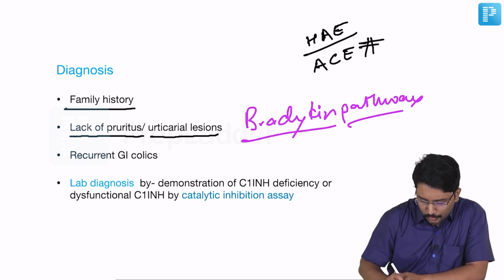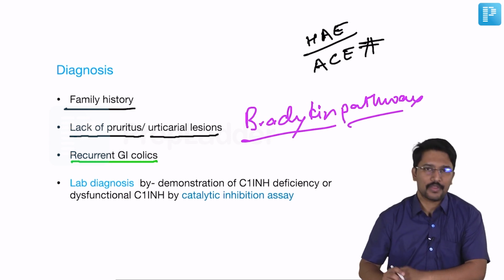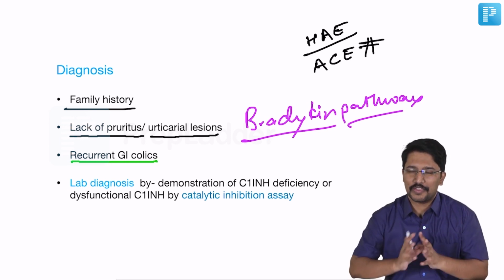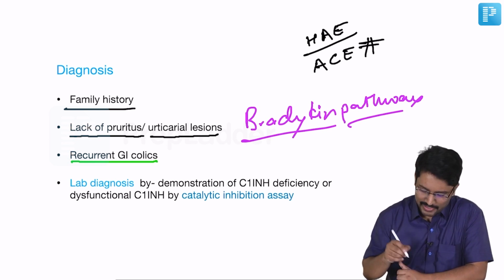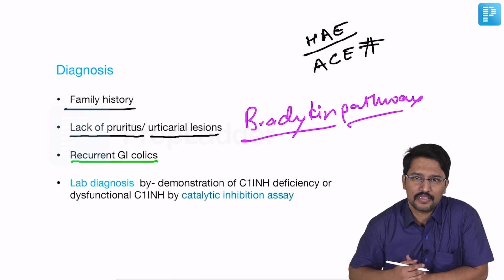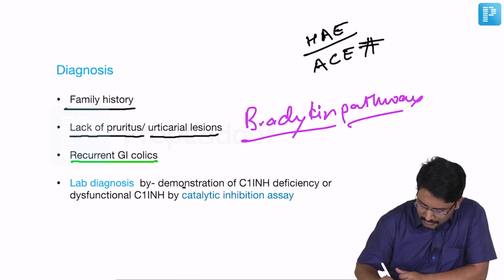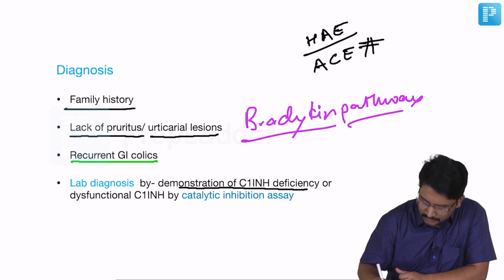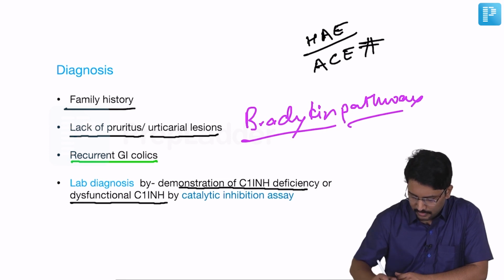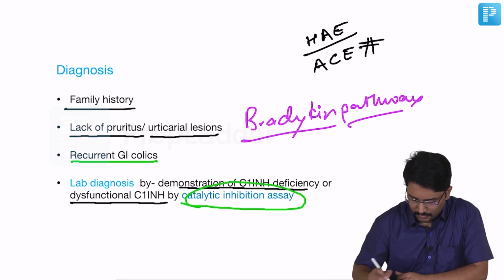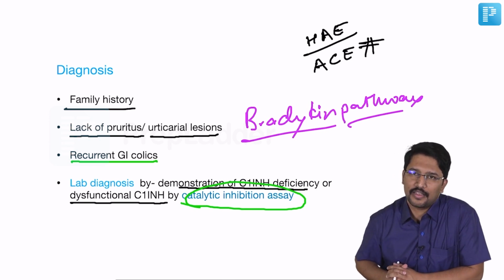Then the third important pointer for us to consider HAE is recurrent GI colics. So in the very beginning of the video, I told that these patients have a tendency to develop bowel wall edema also, and that bowel wall edema explains the recurrent GI colics that we see in these patients. A laboratory diagnosis is mainly by demonstration of either deficiency of C1 inhibitor or dysfunctional C1 inhibitor by catalytic inhibition assay. Okay, so for the dysfunctional C1 inhibitors, the demonstration is by catalytic inhibition assay.